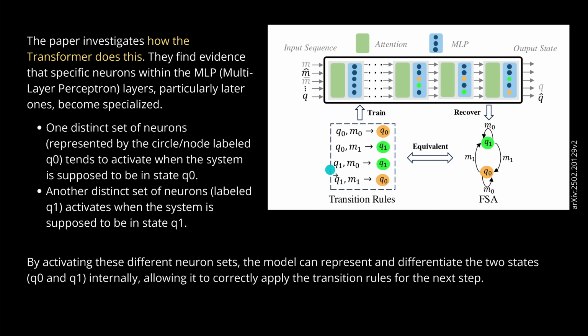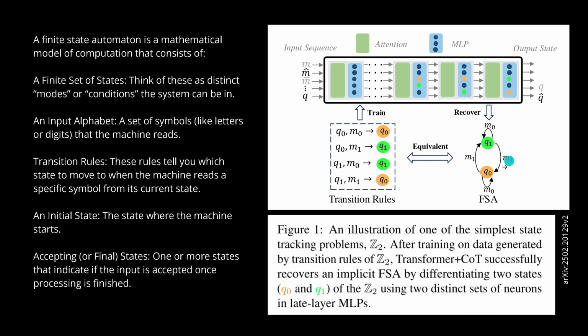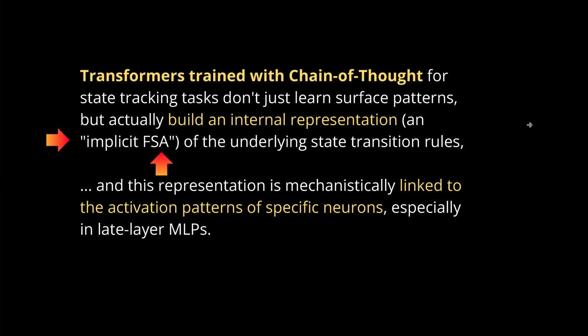So this means we now have a simpler mathematical model. We don't have to go through the complexity of a transformer that we do not understand at all in complete detail, but we have an FSA model that will help us in a simplified version. So after training on the data generated by the transition rules of Z2, the transformer with chain of thought successfully recovered an implicit FSA by differentiating the two states of Z2, the green one and the orange one, using two distinct sets of neurons in the late-layer multi-layer perceptrons. So what did we achieve? Let's take a step back.